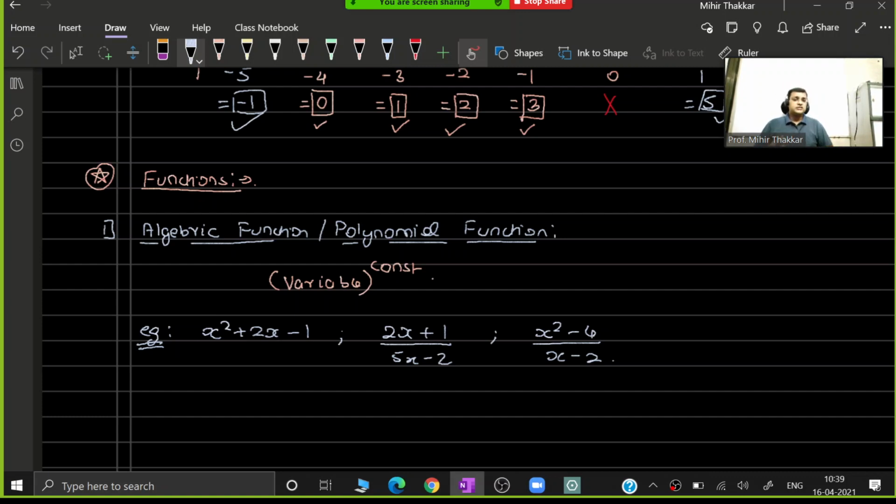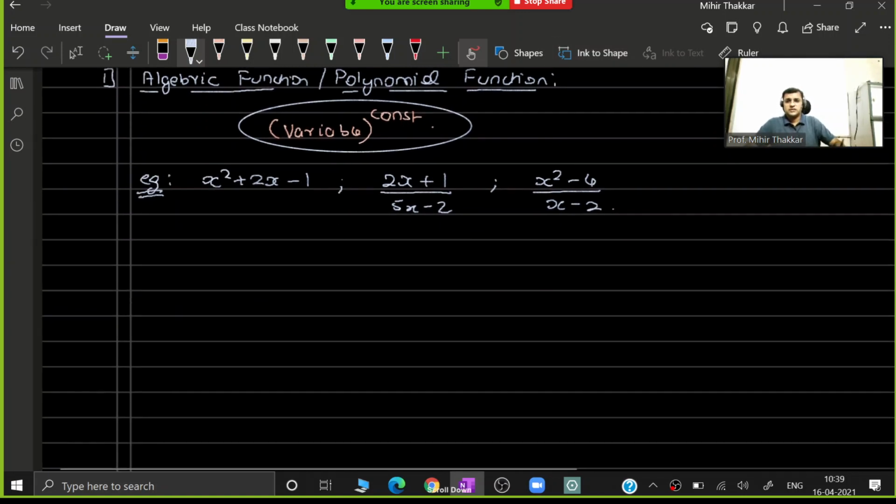So remember guys, whenever you come across any polynomial, it is always considered as an algebraic function or a polynomial function. And this is the basic idea to identify that the variable is in the base and the constant number over there is in the top. This is the first one. Now let us see the second one.